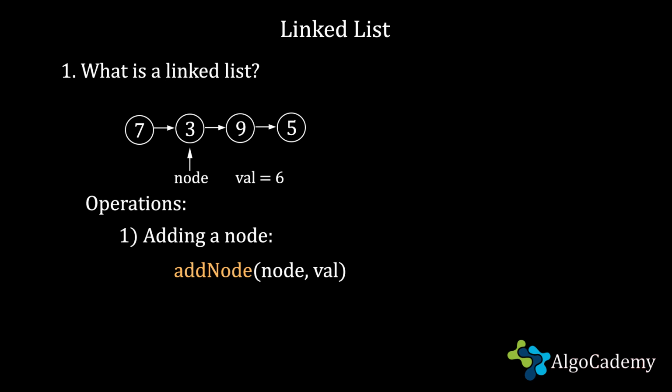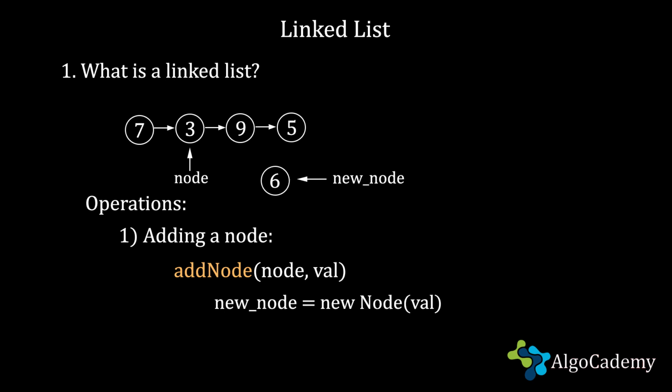Let's say that we want to create a new node, which will store the value 6, and then insert it after the second node of this linked list. We will first create the new node using the constructor and store its memory address into a pointer named new node. Then we need to link this new node to the one that comes after the argument node. So new node next equals node next, and as you can see, the link is created.